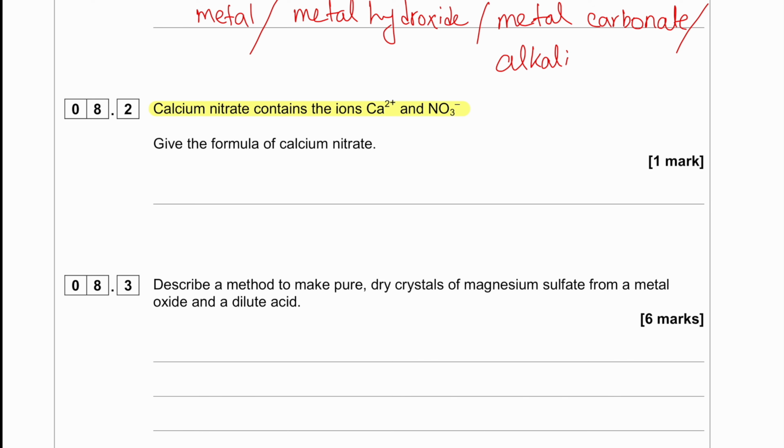Calcium nitrate contains Ca2+ and NO3-. Give the formula of calcium nitrate. So when writing the formula, remember there is 2 plus here and there is only 1 minus here. Okay, so they need to exchange numbers. The 2 will go to the nitrate side and the 1 will come to the calcium side. So it's going to be Ca, and because nitrate is like 4 atoms together, 1 nitrogen and 3 oxygen, you just put Ca(NO3)2.